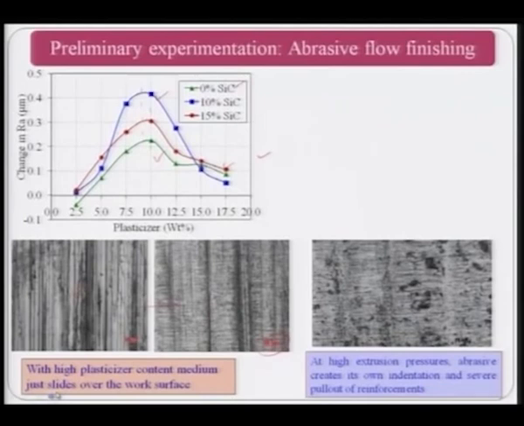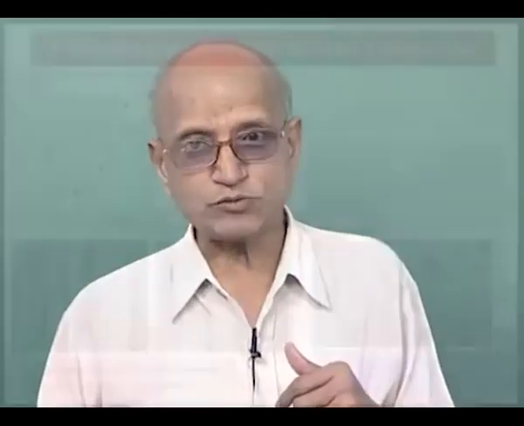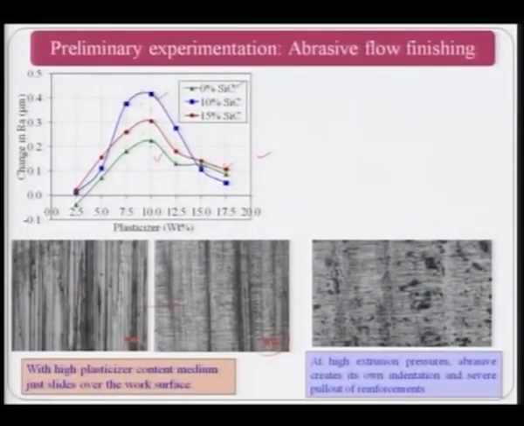Then there is some effect of hydrogen; high extrusion pressure, the abrasive creates its own indentation, and severe pull out of reinforcement may take place. Now, when the extrusion efficiency is very high, what can happen is that, as we saw in the earlier slides also, the pull out of the reinforcement may take place, and if pull out takes place, then a cavity is created on the finished surface and it may lead to rejection.